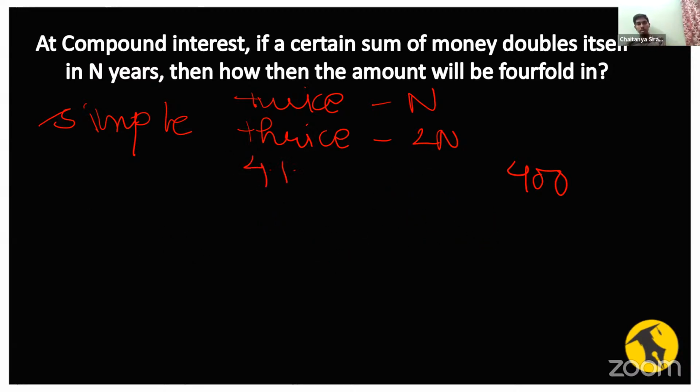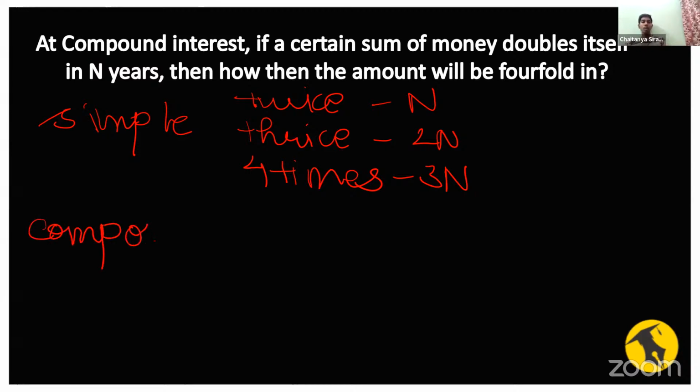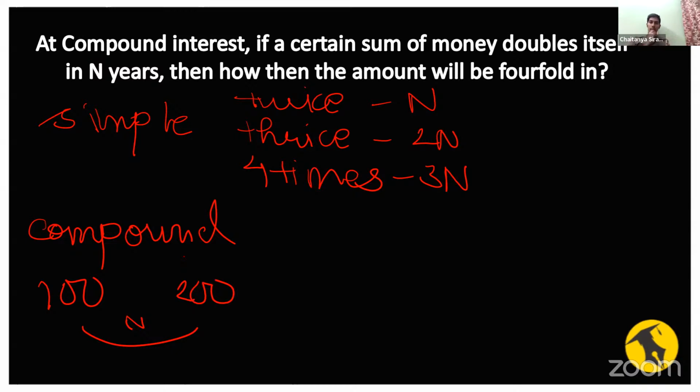For 4 times, it is taking 3n. But for what's happening in compound interest, let's see. I invest 100 rupees. In n number of years, it becomes twice. Now, how many years would it take to become... what would happen in next n years?